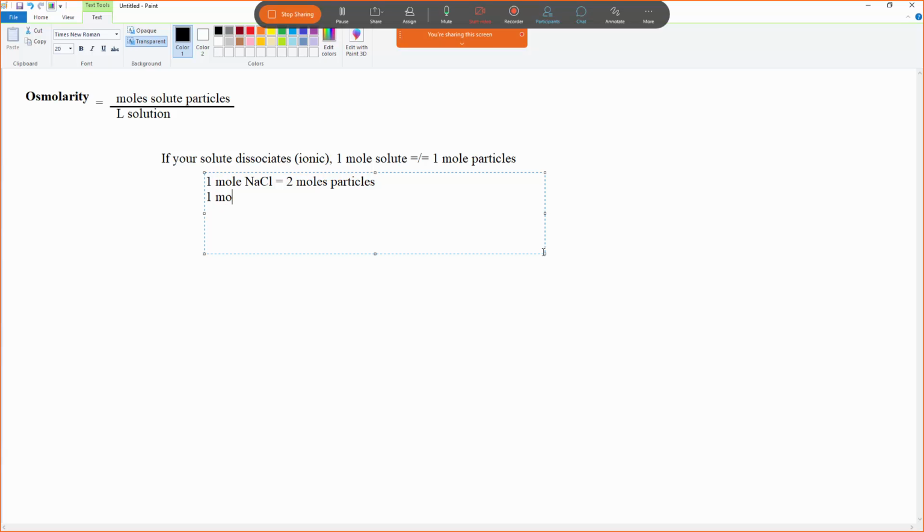What if I had 1 mole of MgCl2? How many moles of particles will that give? 3. Oh, you got on it. 3 moles of particles. Perfect. What if I had a mole of NH4NO3?